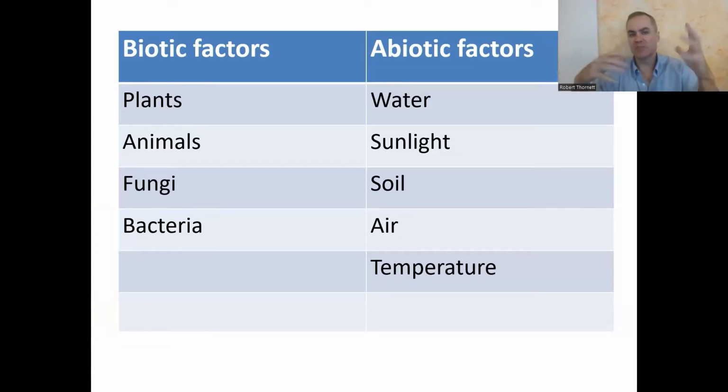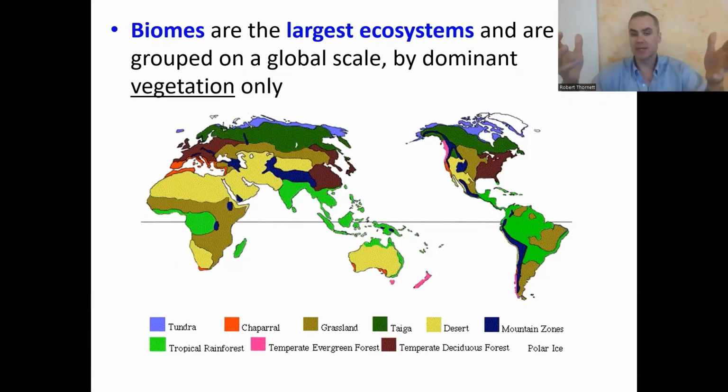In an ecosystem, you have both biotic and abiotic factors. You have plants, animals, fungi, bacteria, and other things too. On the abiotic side, you have things like the soil, the air, the temperature, the sunlight, and the water, all the things that are not alive but affect the ecosystem.